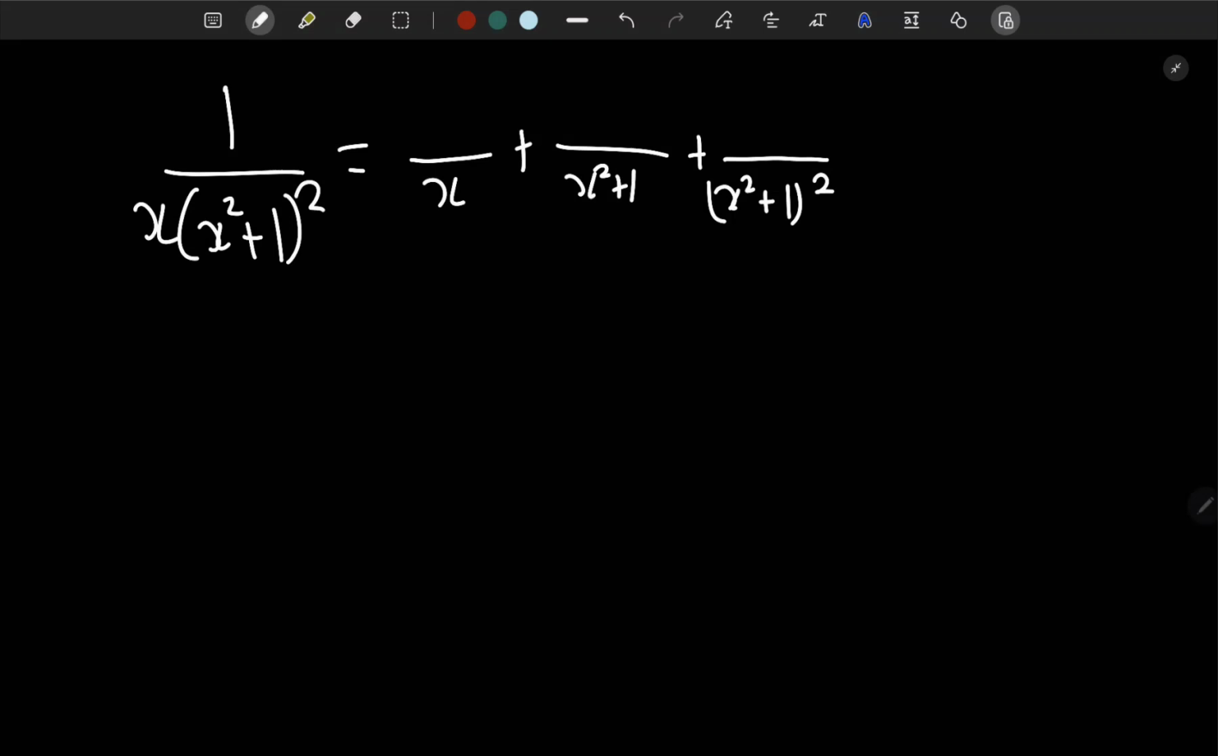Now we know that we have 5 unknowns. So the first one is just going to be a. The next one, as the power is 2, is going to be bx plus c. And here again we have a power of 2 on x, so it's going to be dx plus e.